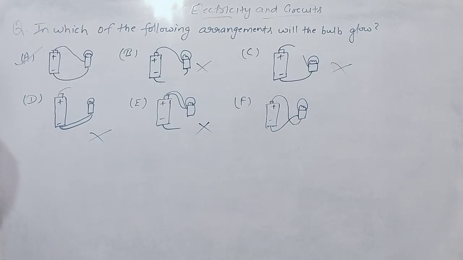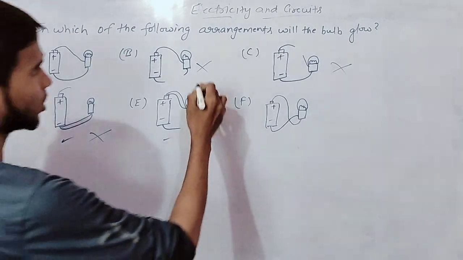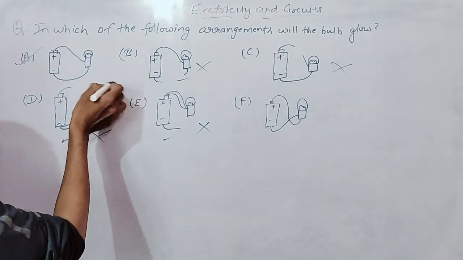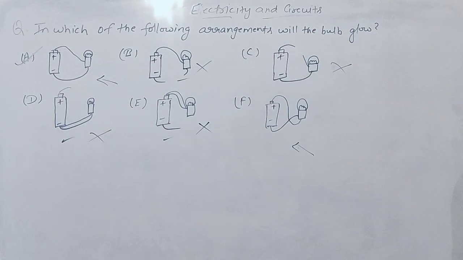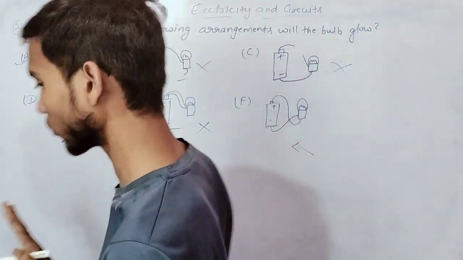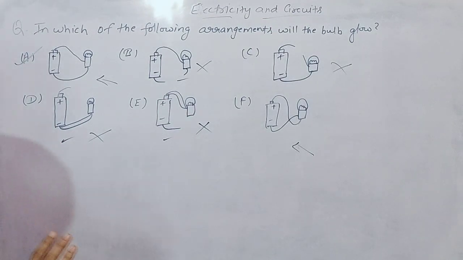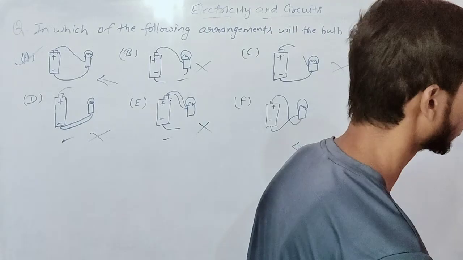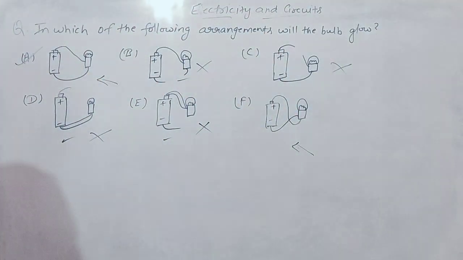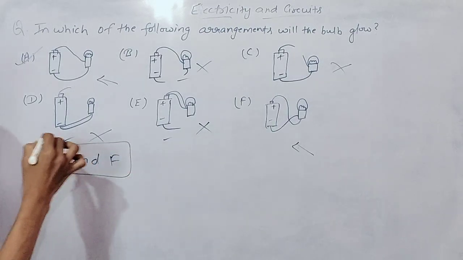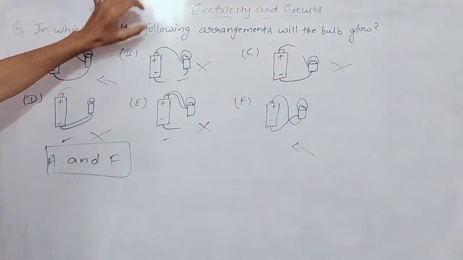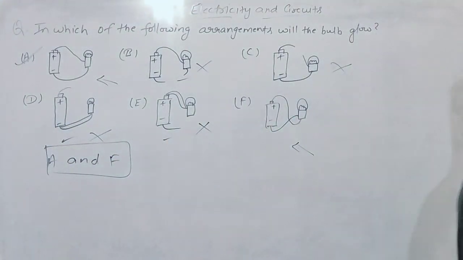Now, can we say this is an open electric circuit, but this is a closed circuit. That is why, and the filament is not broken, so A and F are those arrangements in which the bulbs will glow. So A and F is the answer for this question. Are you understanding?